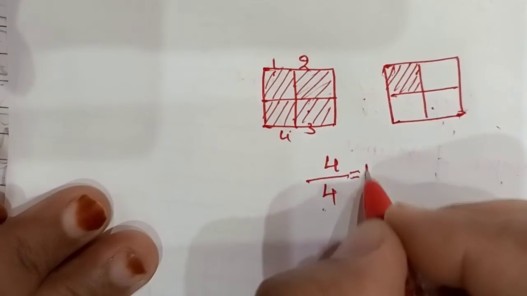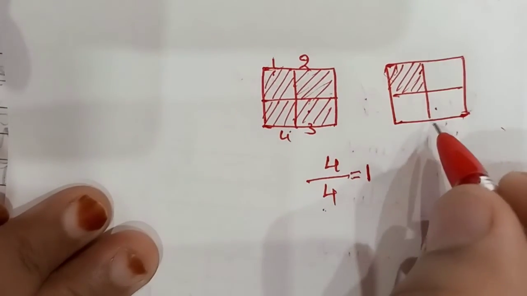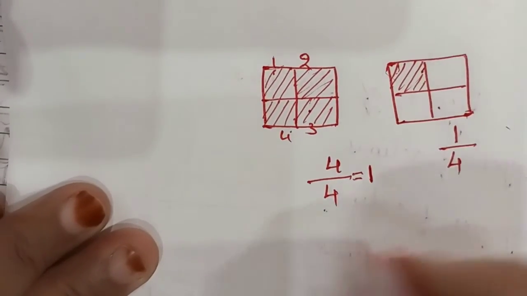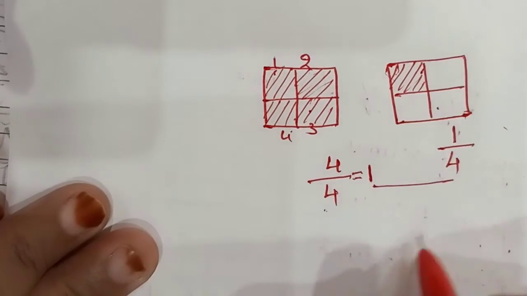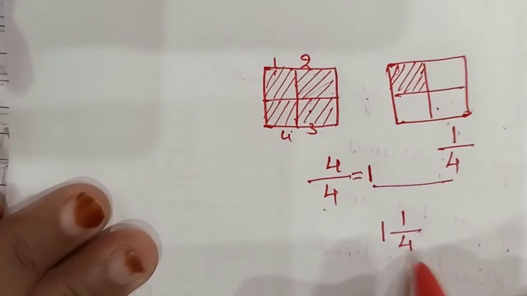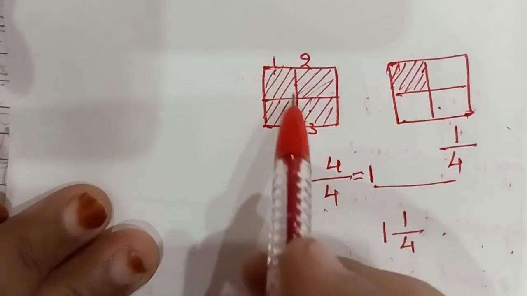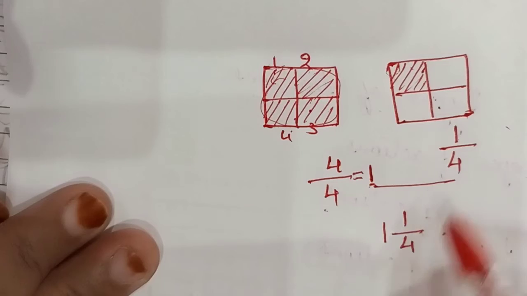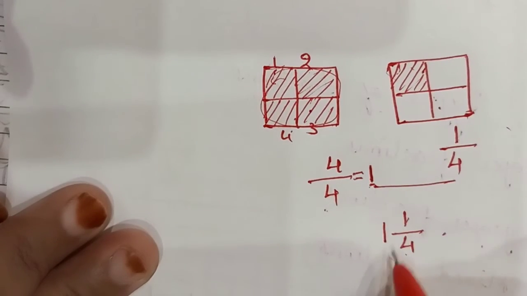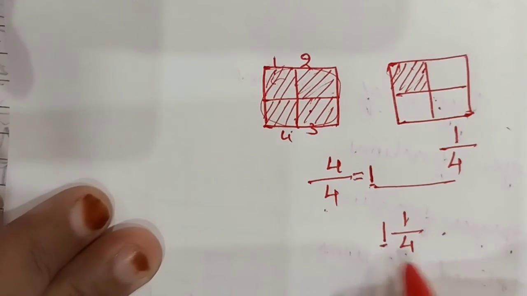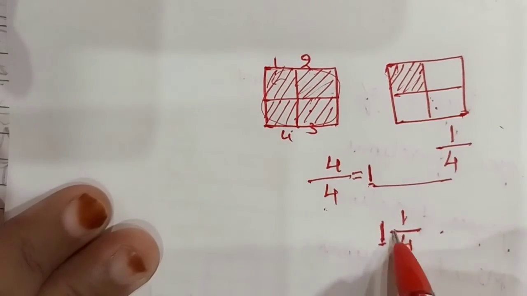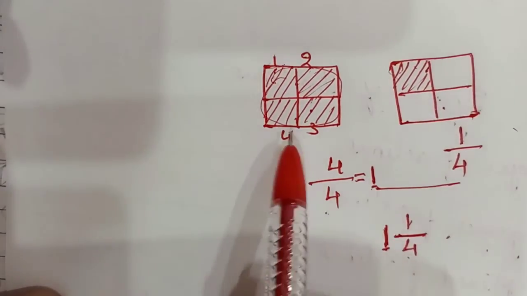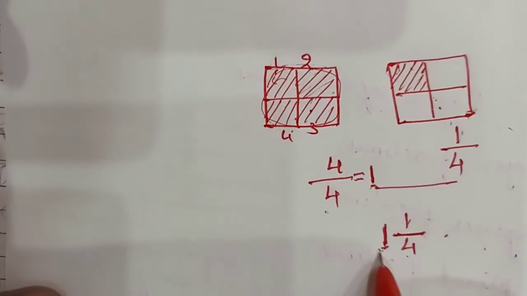This 4 by 4 can be written as 1. And here one part is shaded, out of how many parts? 4 parts. So this we write as 1 by 4. This whole is 1, and here 1 by 4. This whole number should be written in the middle of the line. Understood everyone? This is the whole number.